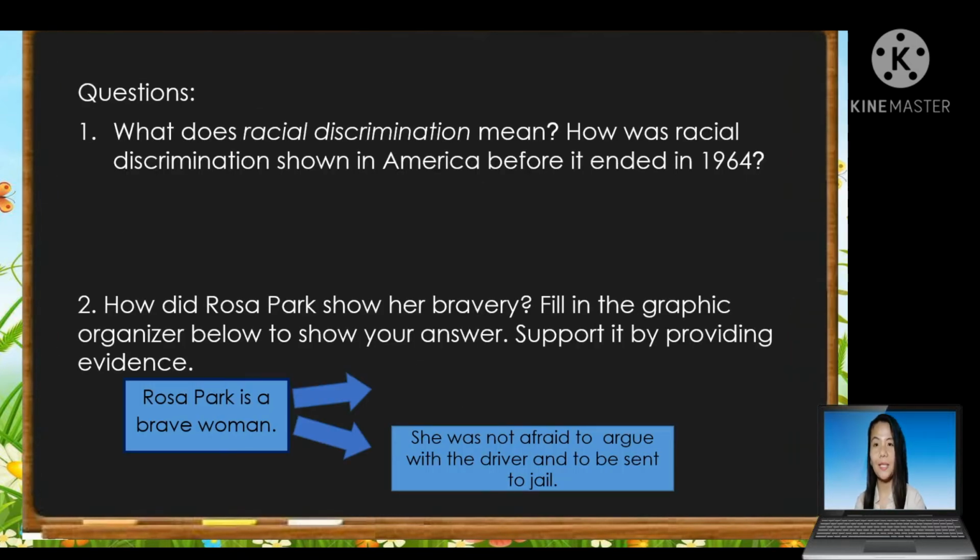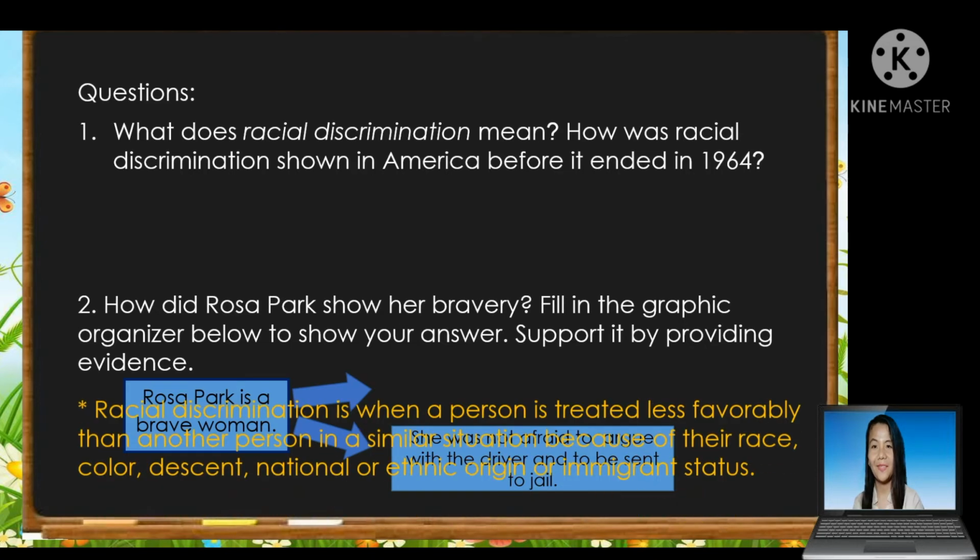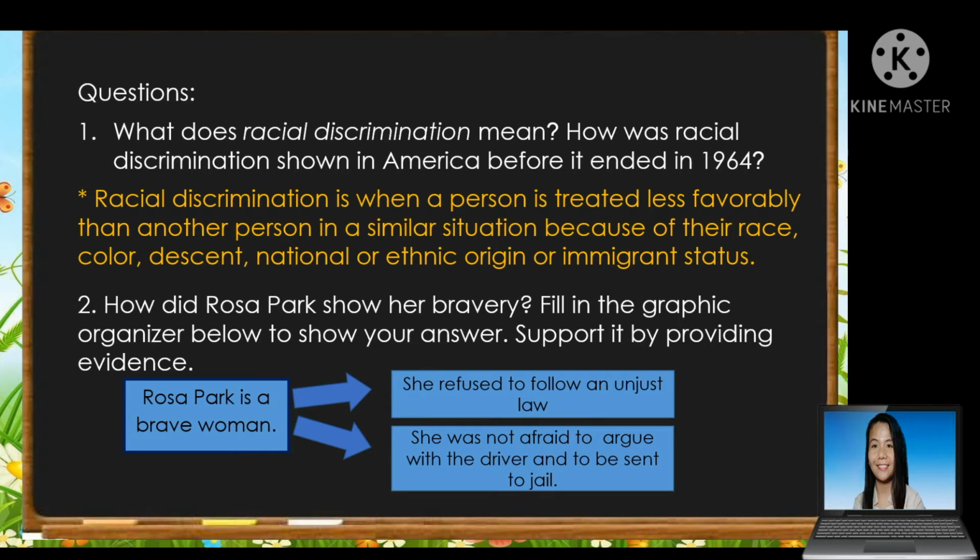So let us now answer the questions for the passage. Number one, what does racial discrimination mean? How was racial discrimination shown in America before it ended in 1964? Have you ever heard the word racial discrimination? Are you familiar with it? Okay, so racial discrimination is when a person is treated less favorably than another person in a similar situation because of their race, color, descent, national or ethnic origin, or immigrant status. Okay, you get it.